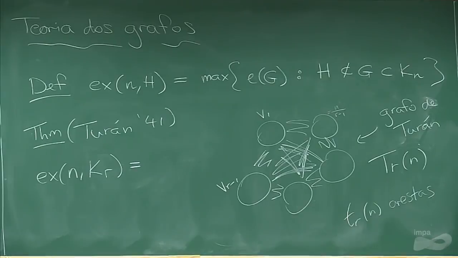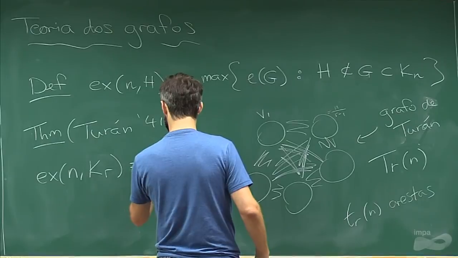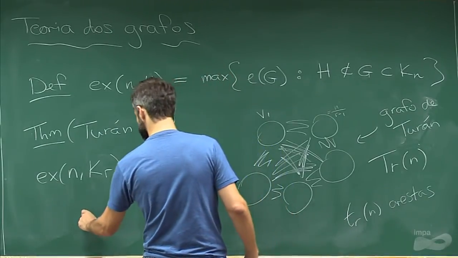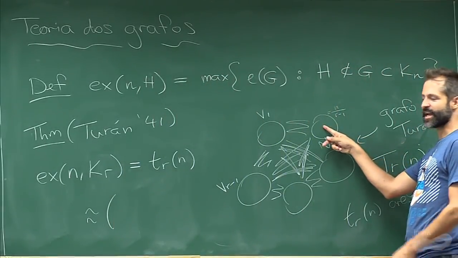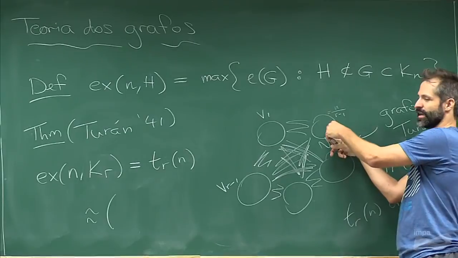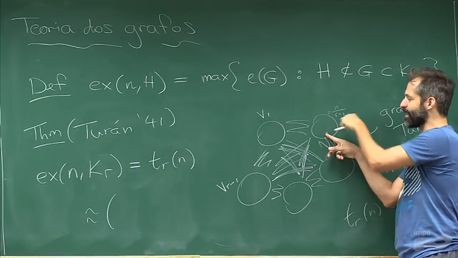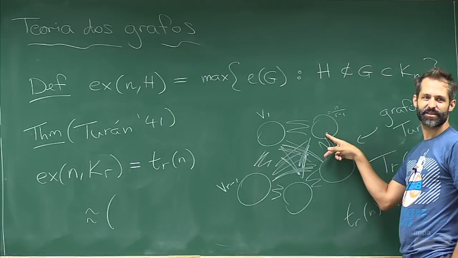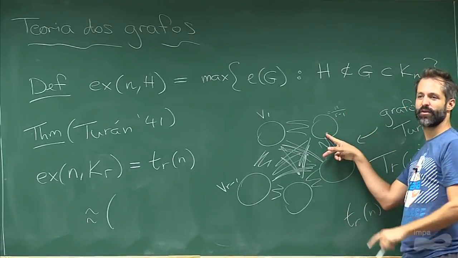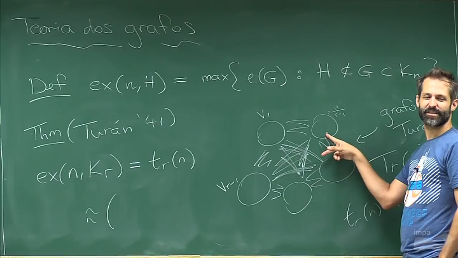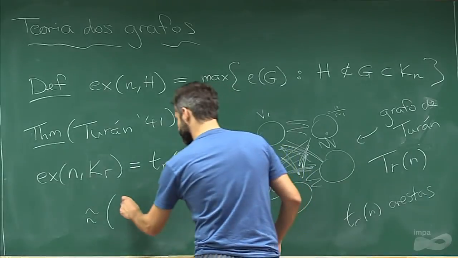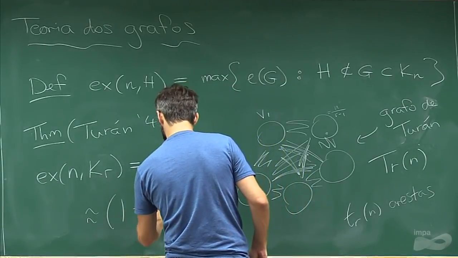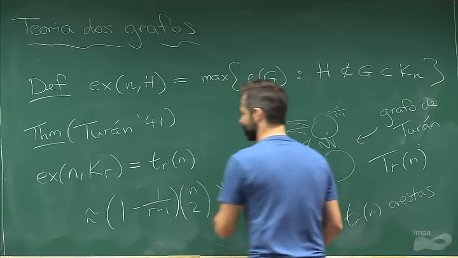And Turán's theorem says that this is the best. So this extremal number equals t_r(n), which is approximately, well, how large is it? Each vertex, its neighbours are everybody except its own part. So its number of neighbours is about n minus n over r minus 1. So the density is about 1 minus 1 over r minus 1. So this is roughly 1 minus 1 over r minus 1 times n choose 2.